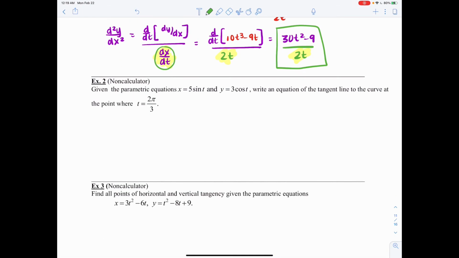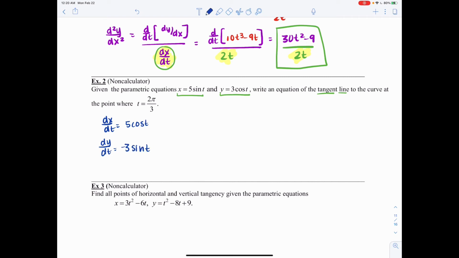Now, you can do it again. Let's say now we have some trig. Here is x, here is y, and I'm going to add one more curveball to this. I want you to write an equation of a tangent line. So not only are we going to find a derivative, but we're going to find a tangent line. So we'll start by taking dx dt. The derivative of 5 sine of t is going to be 5 cosine of t, and dy dt is going to give us negative 3 sine of t.